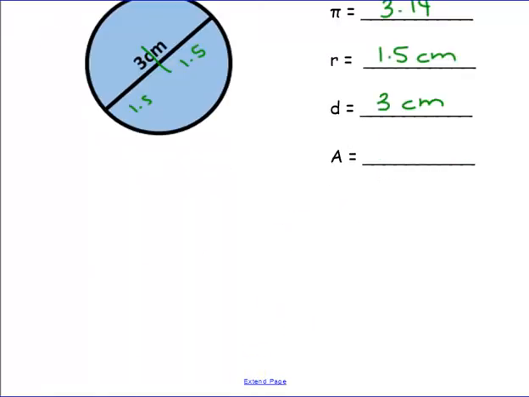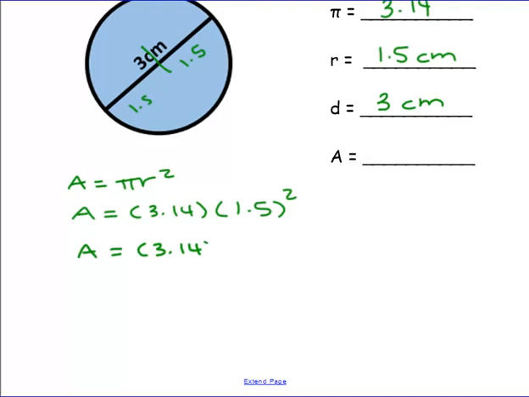All right, so let's go ahead and calculate the area. So area equals pi r squared. Area equals 3.14. The radius is 1.5 squared. Area equals 3.14. And then you have to calculate 1.5 squared, which is going to be 2.25. And then you multiply those two together, and you're going to get 7.065 centimeters squared.